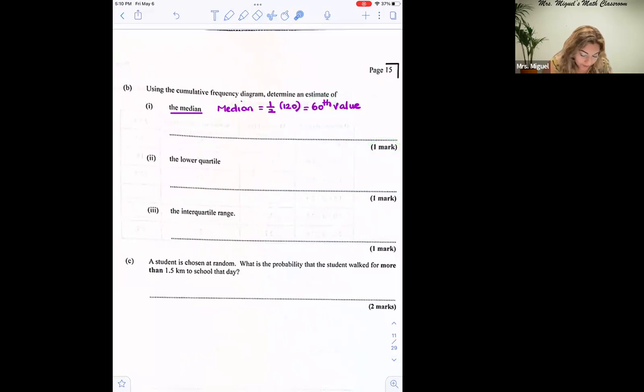Now, the lower quartile, remember, that is 3/4 of n.